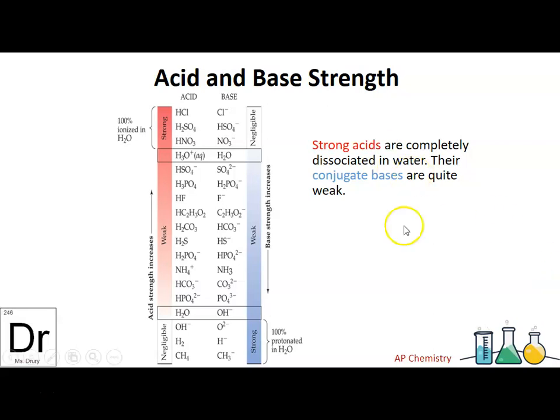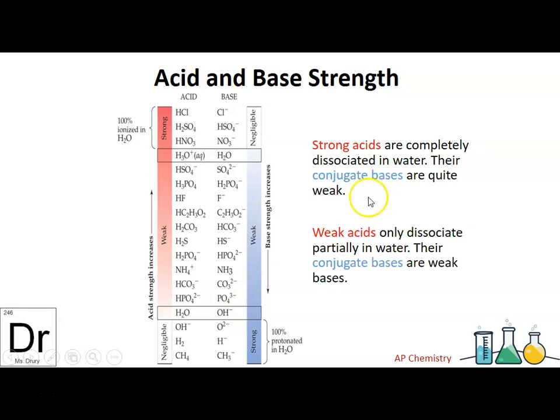It will gain its hydrogen back. It will just stay that conjugate base. Weak acids only dissociate partially in water. So for every 100 acids, maybe only 5 of them actually break up, and it will maybe conduct a little bit of electricity, but really, for the most part, you won't see much of a difference.